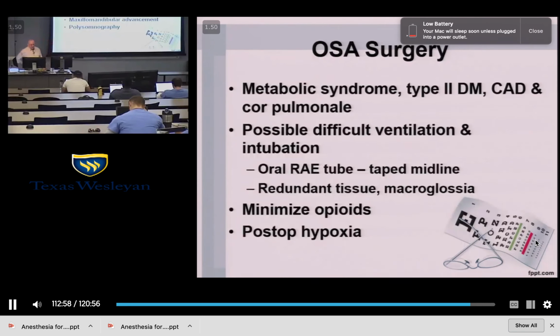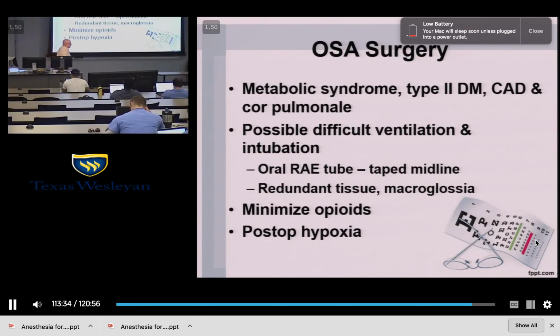All right. Patients who are having sleep apnea surgery of some sort, say uvulopalatopharyngoplasty or UP3, these are the things that they may present with, which you already know because you know the dynamics of sleep apnea. They may have a metabolic syndrome. They may have type 2 diabetes. They may have coronary artery disease. Cor pulmonale if it's bad enough. They may have a difficult ventilation and intubation. They may be a cannot ventilate, cannot intubate situation because of their sleep apnea.